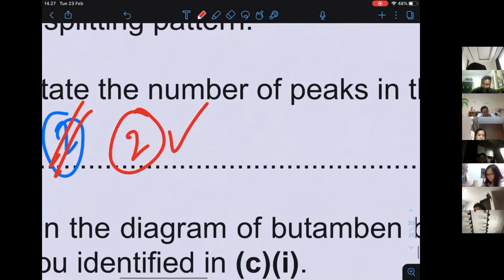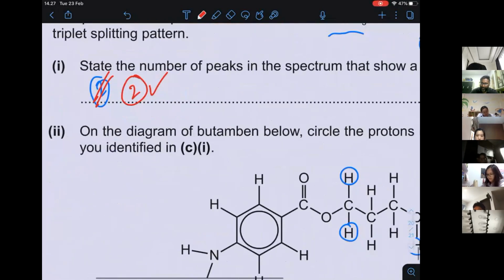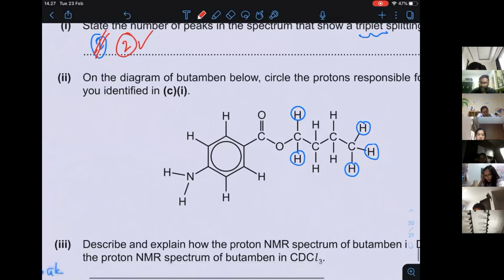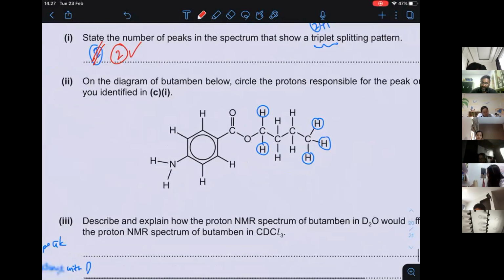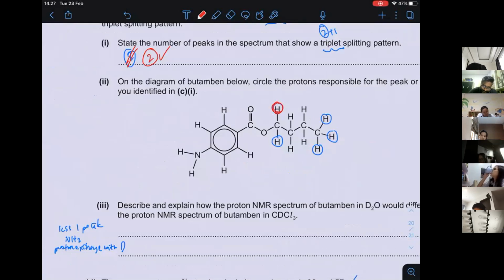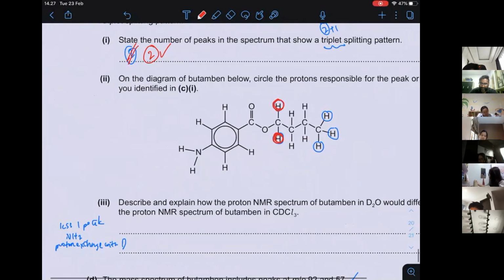Okay, I think here they will ask, on the diagram of butanban, show or circle the proton responsible for the peak. So circle this one. These two, because of this and this plus 1, so you get 3, and then this 3.